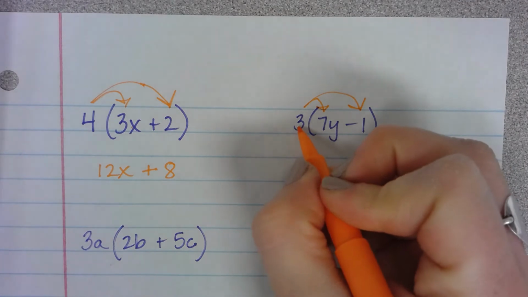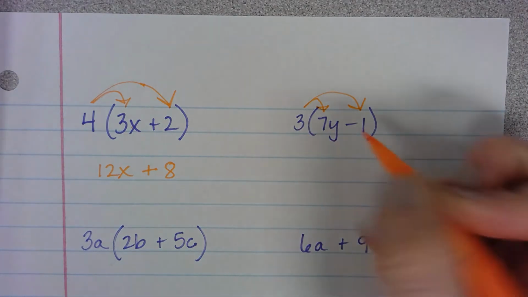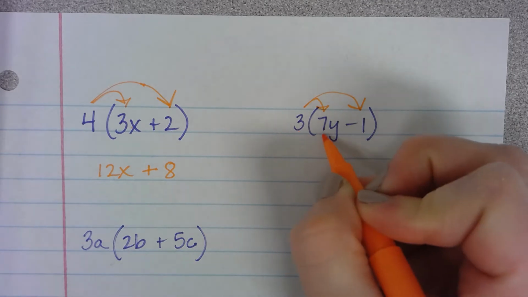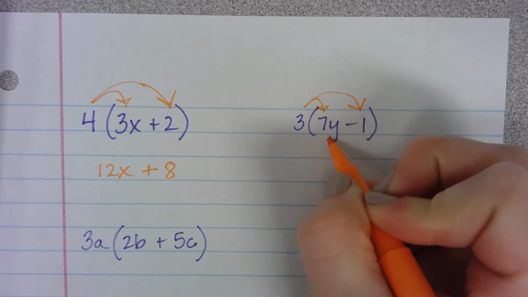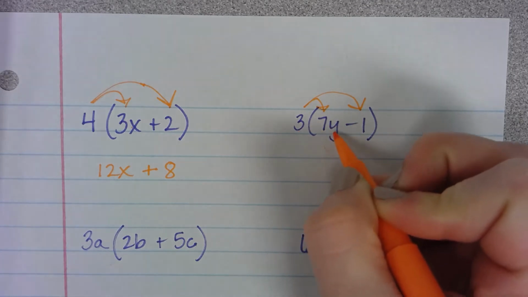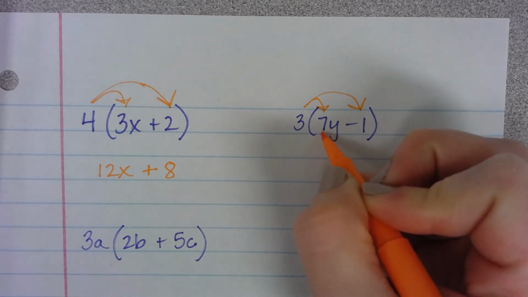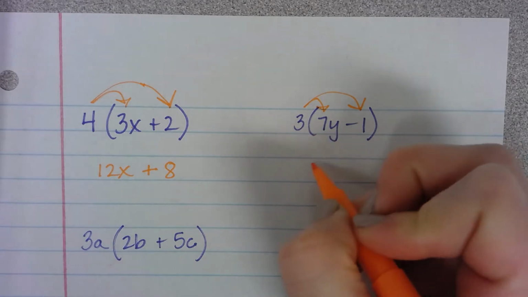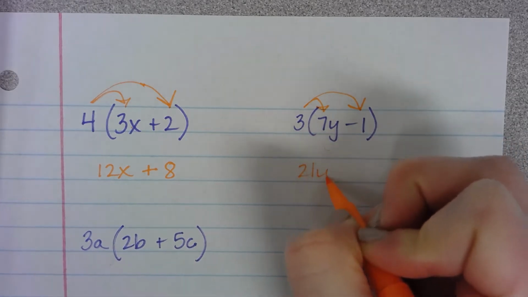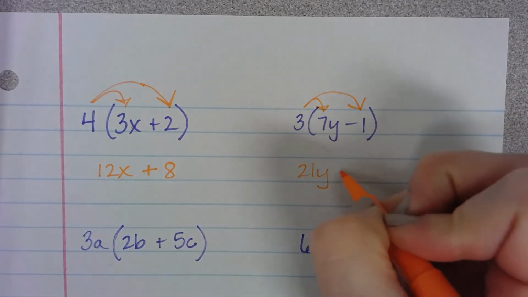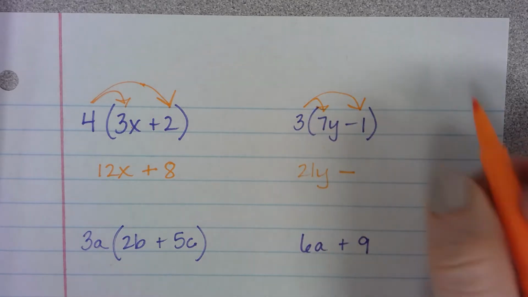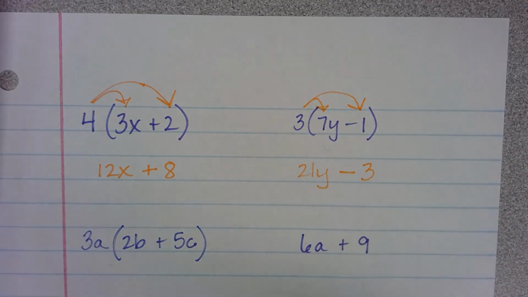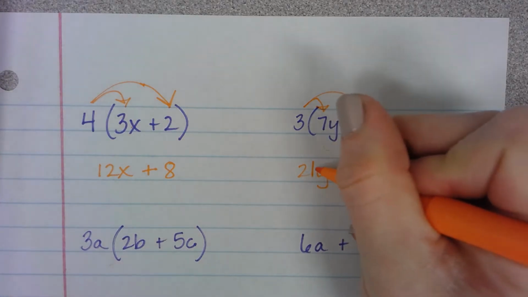So when I distribute, I'm multiplying 3 times 7y. So 3 times 7y, it's going to be the same thing as 3 times 7, but now I have this y value attached to it because that's technically another number being multiplied together that I don't know what the value is. So 3 times 7y would be 21y. My sign stays the same, minus 3 times 1 is 3. So 21y minus 3 would be my answer for that.